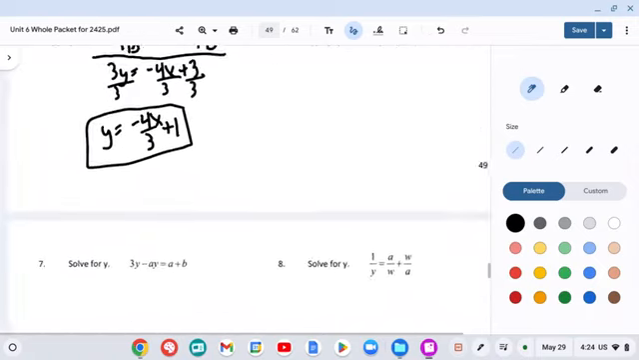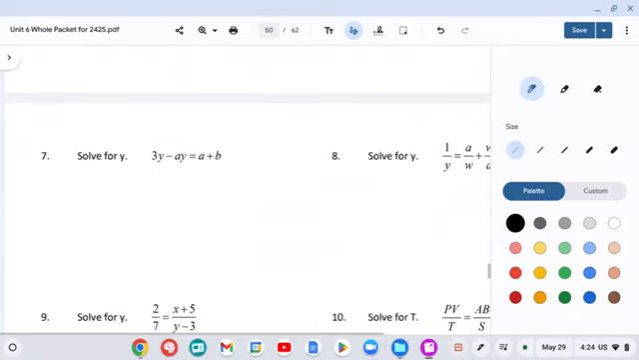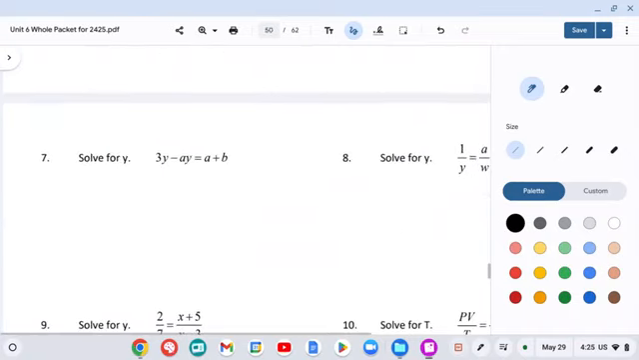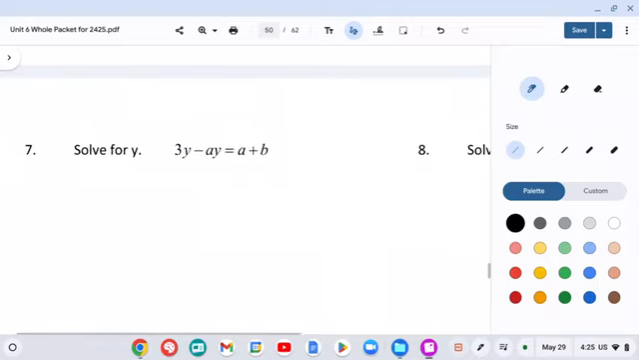Let's go down to 7. Solving for y now is a little bit more difficult because we have multiple variables. We have a y, an a, and a b. When you have all those variables, we're always trying to pull out a greatest common factor if possible. And then you're going to see that it makes your life a lot easier. So on the left side, we can pull out a y. And we're left with 3 minus a.